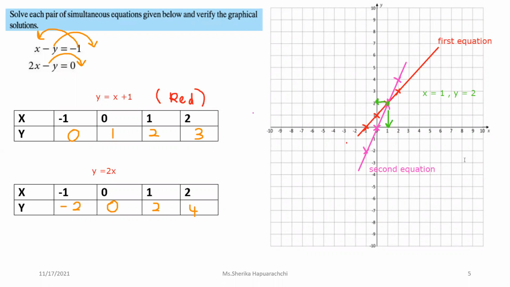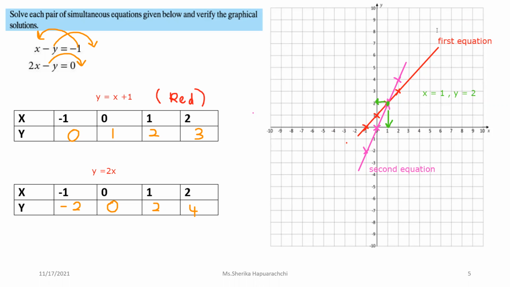That means when we get simultaneous equations, you take the two equations separately, complete the table, then plot the points, and then draw the lines. After that, you will get a point where these two lines cut each other. That point is your intersection point. Their values you have to take for x and y, right? So that is what we have done here. Then I can identify my values: x equals 1 and y equals 2.